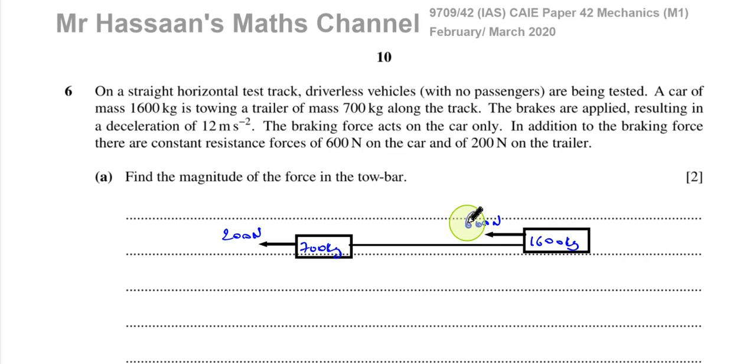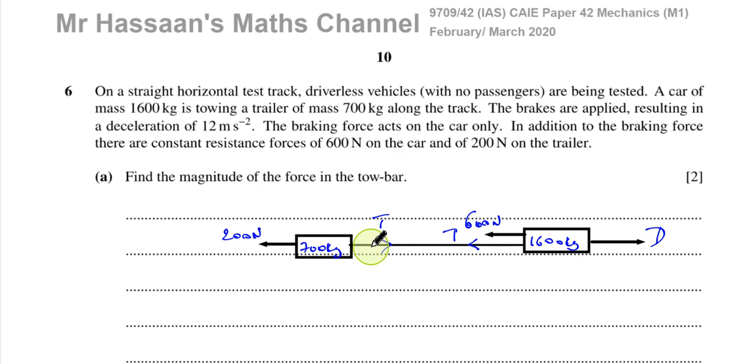Now I'm going to try to make you understand the difference between a rope and a tow bar. If the car and the trailer were connected with a rope, and let's say there was no braking force for now, just say the car had a driving force pulling it forward. In the case of a rope or a tow bar, the same situation would occur: the trailer is being pulled along by the car and the car is slowed down by the trailer.